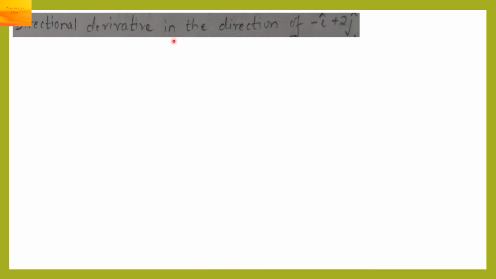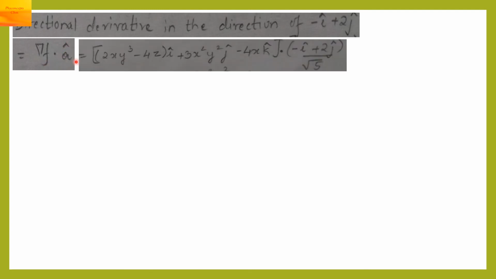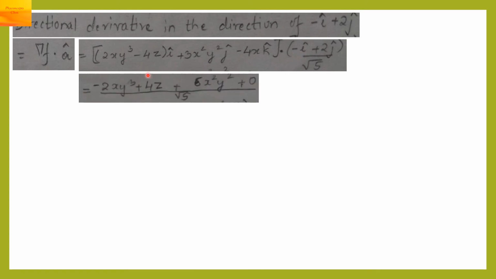Now we'll find the directional derivative in the direction of the vector minus i cap plus 2j cap. So we have to take the dot product of the gradient and the unit vector, del f dot a cap, substituting the gradient and the unit vector. Now we have to take the dot product. This term (2xy cube minus 4z) i cap dot minus i cap is just minus 2xy cube plus 4z.